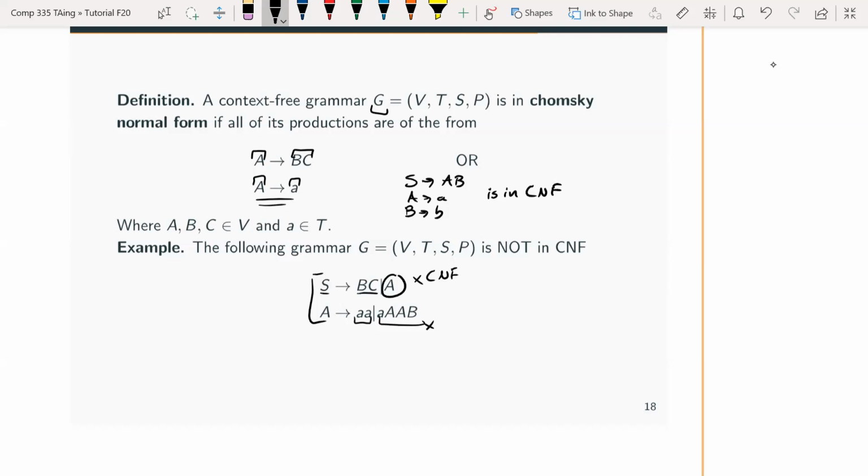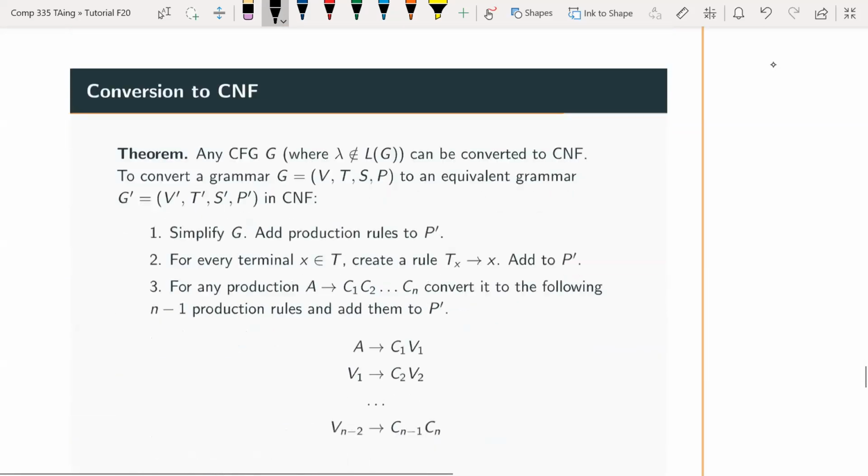Okay, so now that you hopefully see what a grammar in Chomsky normal form is, is there a way to convert it? Is there a way to systematically convert a grammar that's not in CNF to a grammar that is in CNF? Yes, and it's actually quite easy to do.